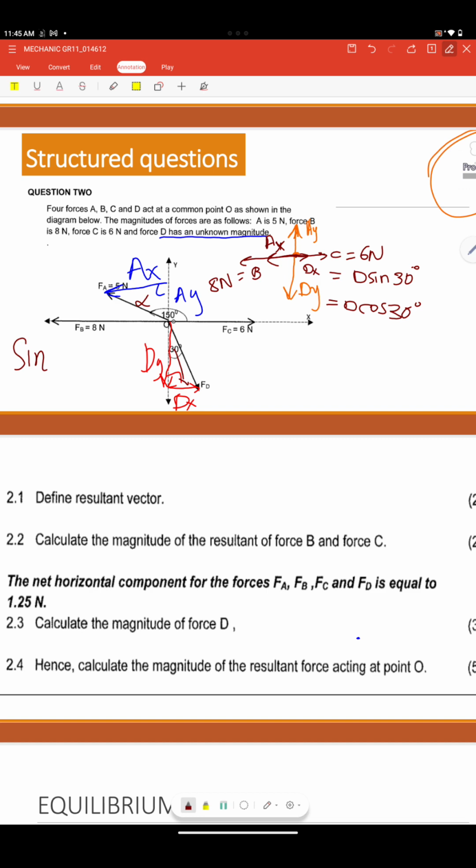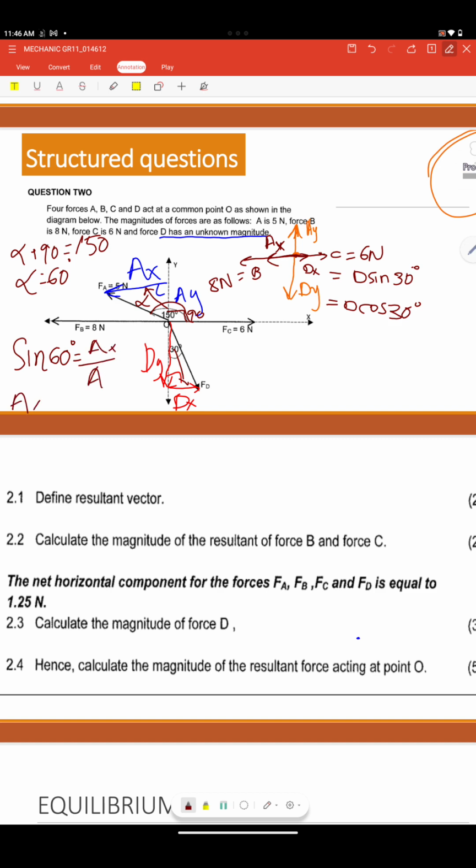We know that from the x-axis to the y-axis, the angle is 90, but we are given this whole angle as 150. This tells us that alpha plus 90 needs to give us 150 degrees. Therefore, alpha will be 60 degrees. So alpha is 60. Sine of 60 degrees is equal to the opposite, which is AX, over the hypotenuse.